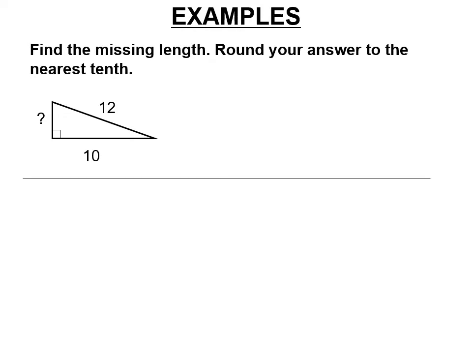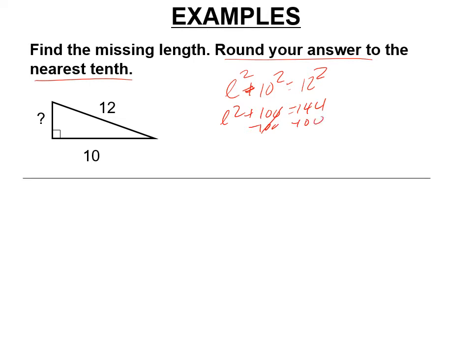Rounding your answer to the nearest tenth this time. So what's missing, a leg or a hypotenuse? A leg is missing, so we're going to do L squared plus 10 squared equals 12 squared. 10 squared is 100. I'm going a little too fast. So L squared plus 100 equals 144. Subtract 100 from both sides. L squared equals 44, so L equals the positive and negative square root of 44.